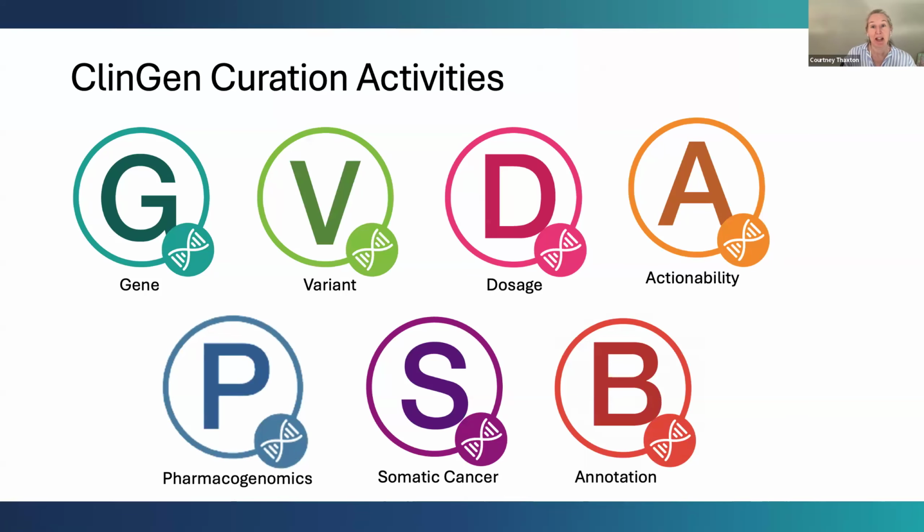So we have seven main curation activities at this point. We have gene, variant, dosage, actionability, pharmacogenomics, somatic cancer, and a baseline annotation. I'll go through some of these in great detail, like gene and variant, because that is the most highly sought after kind of information from ClinGen, but I will go through some of these other ones as well.